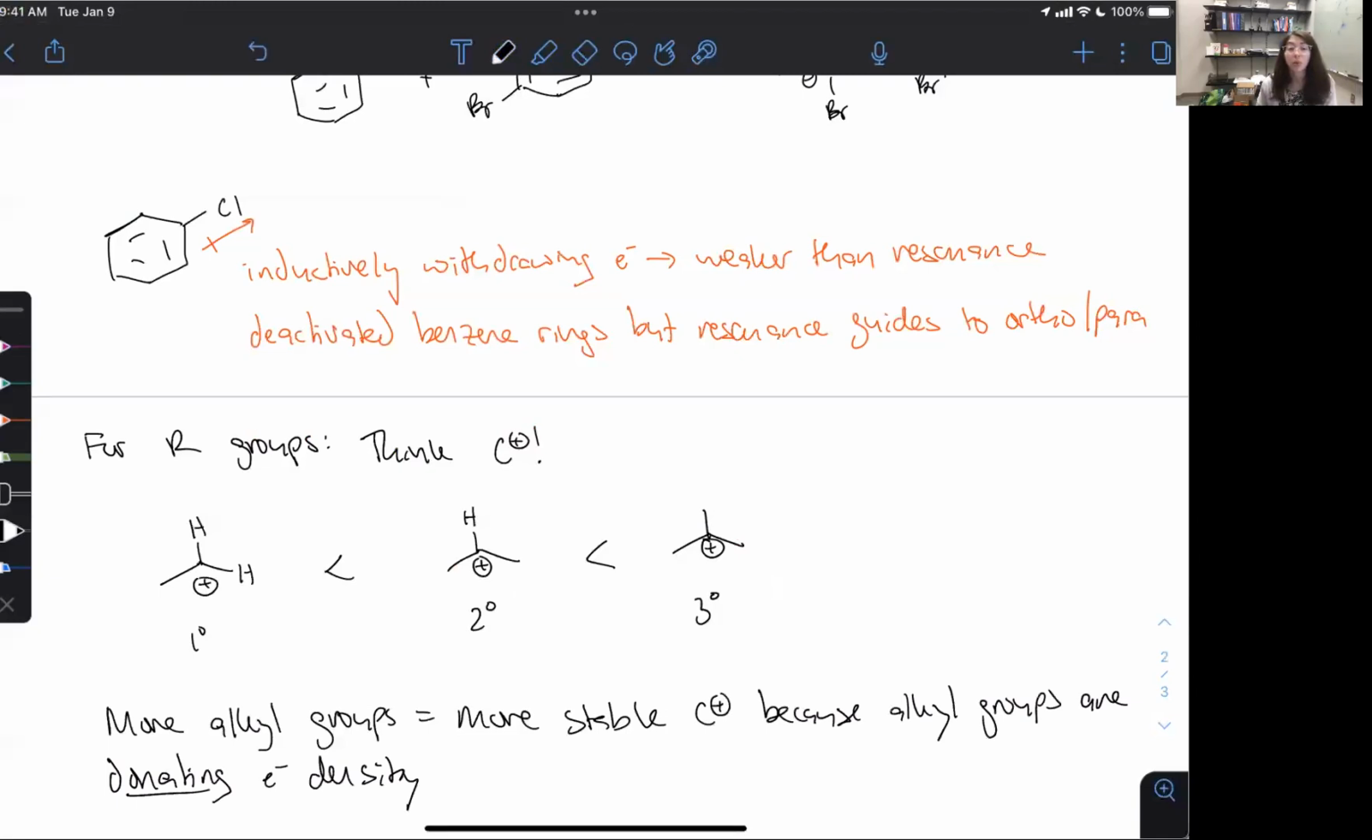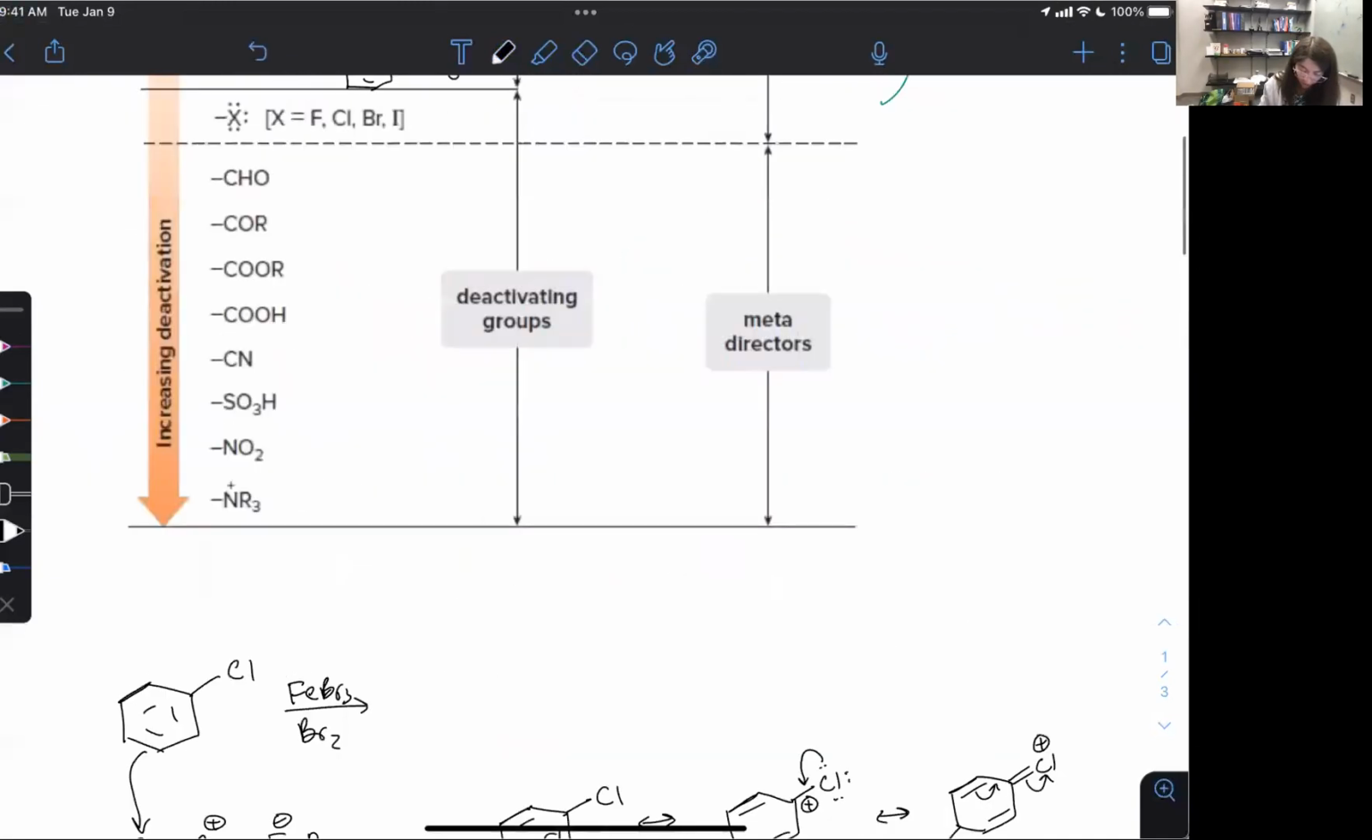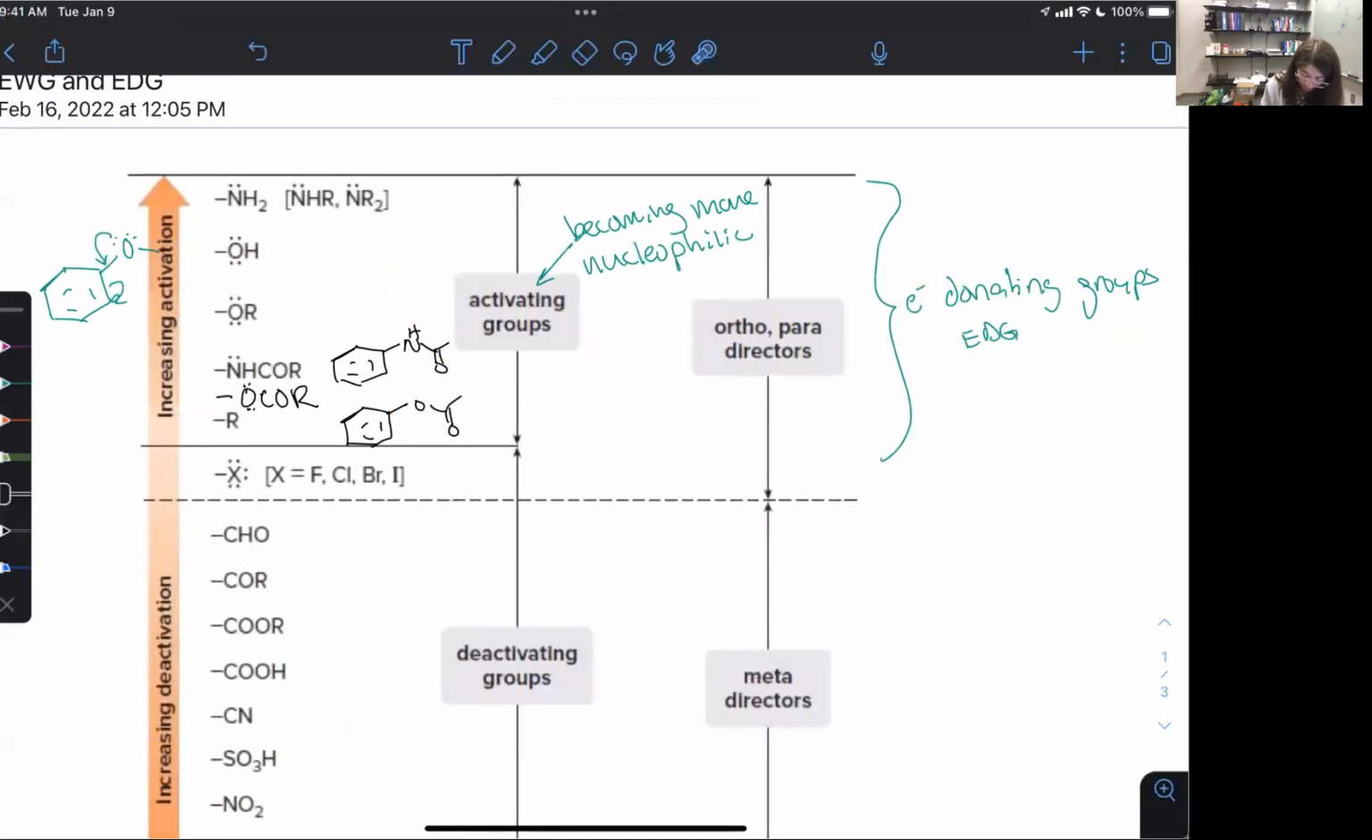Okay, so this is again a weaker effect than resonance. Just like the induction that we talked about earlier, it is a weaker effect than resonance, but it does still make an impact. If we look at the chart, it's essentially at the bottom. So it is the lowest way that you can activate, but it is still an activation.